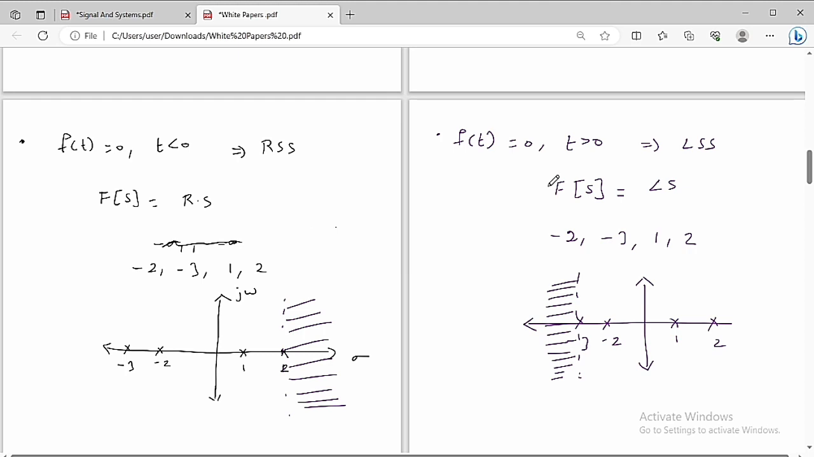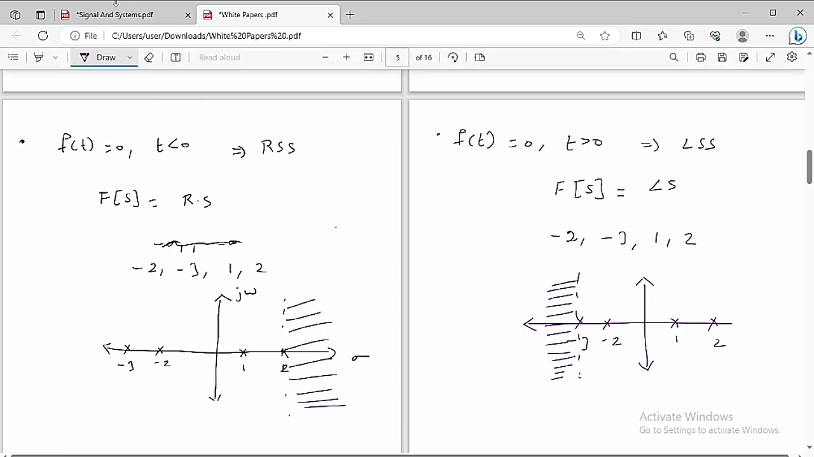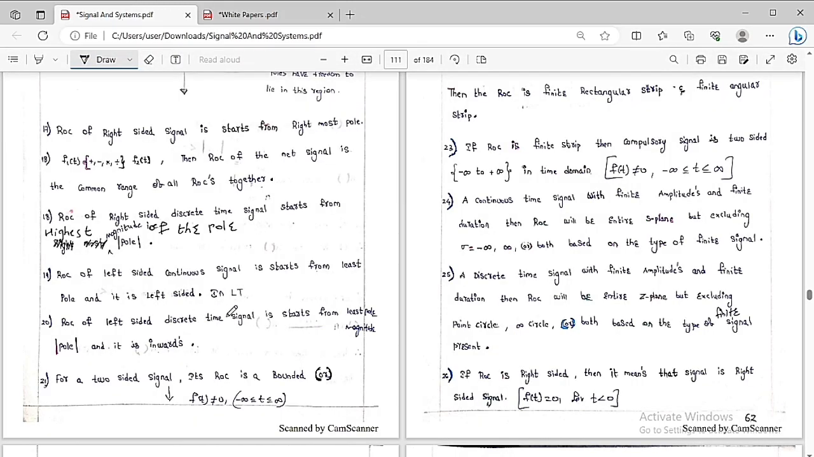Similarly, the ROC of the left side continuous time signal starts from the leftmost pole, and the ROC is toward the left side, as you can see clearly from this picture. The next point is here. The ROC of the left side discrete time signal starts from the least pole magnitude, and it is towards the inward.